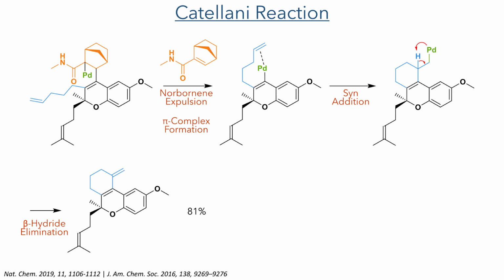In the next step, the norbornene is expelled in a reversal of the carbopalladation seen earlier. The palladium, once again bound to the endocyclic alkene, can form a pi complex with the alkene of the pendant alkyl chain.